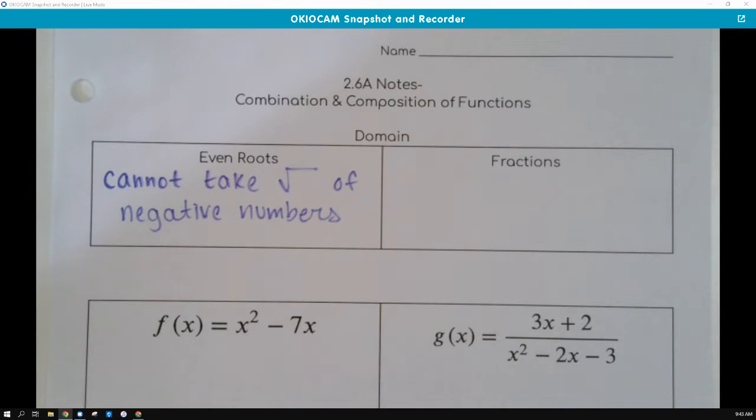So when we were back doing complex numbers, we took the square roots of negatives and we turned them into i's. We're not going to deal with that today. So just we can't take the square root of negative numbers, and then we also cannot divide by 0.